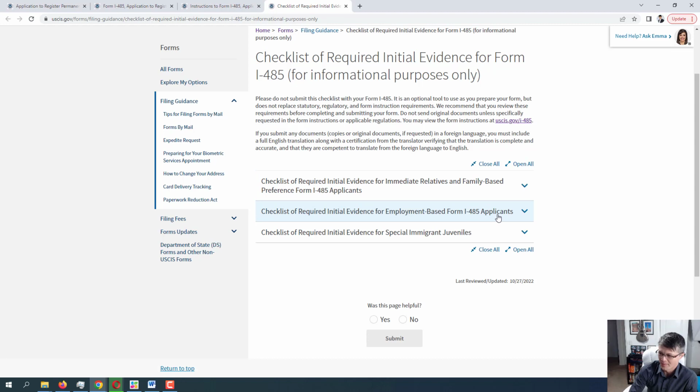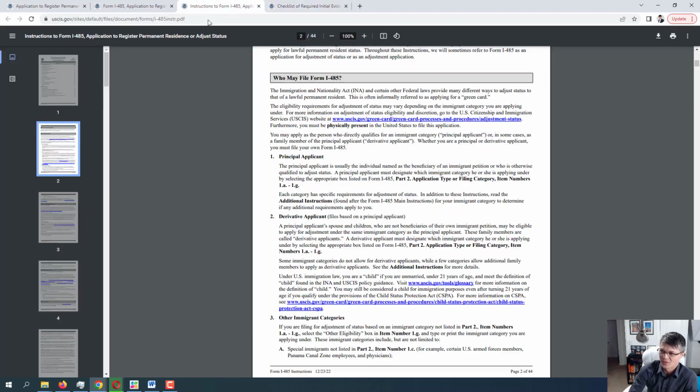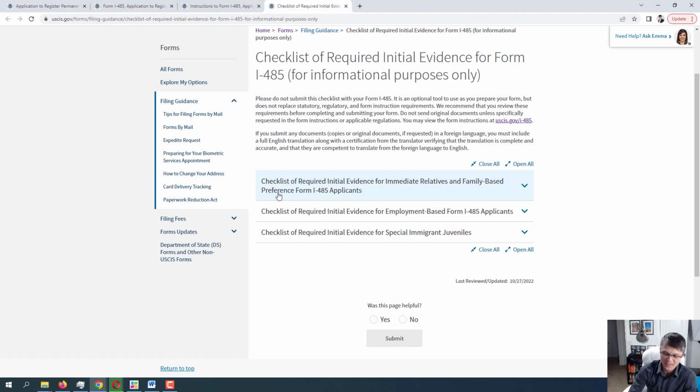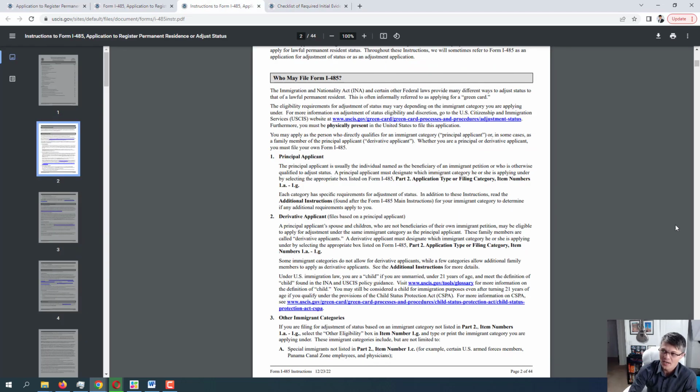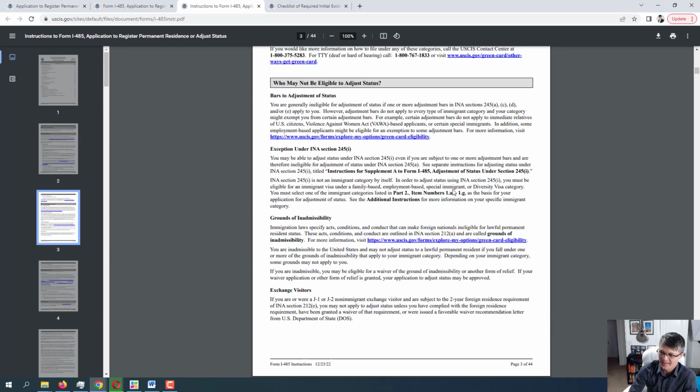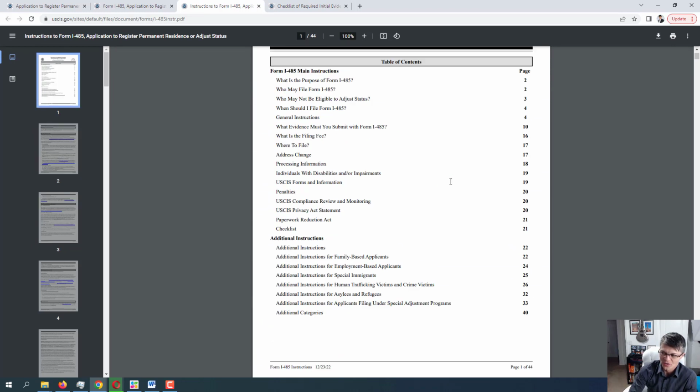Then there's the employment-based category, and then there's a checklist of required initial evidence for special immigrant juveniles. I definitely recommend checking this out if it's applicable to you. But again, you can find this checklist, all this required evidence, in the instructions. That's why I said make sure to check out this document right here.